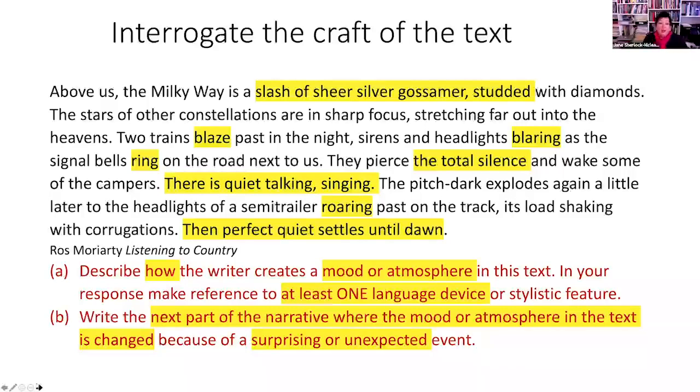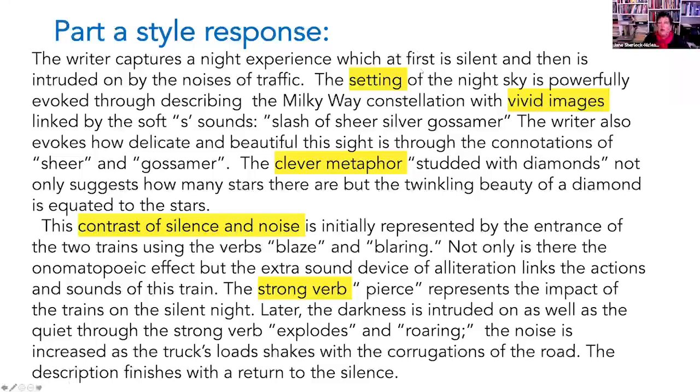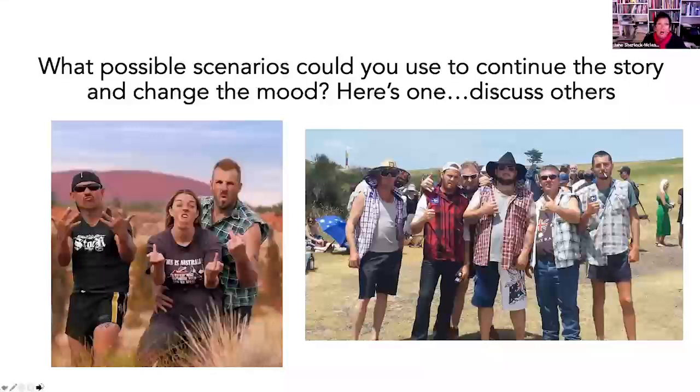And then I've given you the example. So I've talked about the setting, the vivid images, the clever metaphor, the contrast, the strong verb. So you are critiquing the actual craft. The next part is, we've got to come up on the spot with what could have happened to change the mood. I thought, this was the most beautiful calm scene, and then a pack of sort of bogans turn up and they're just going to interrupt the craft scene and the camp scene, and suddenly it would be absolutely terrible.